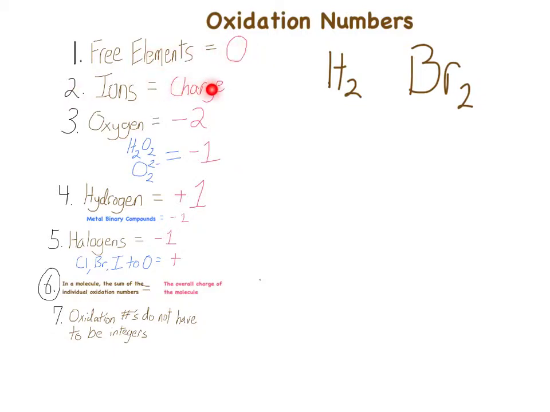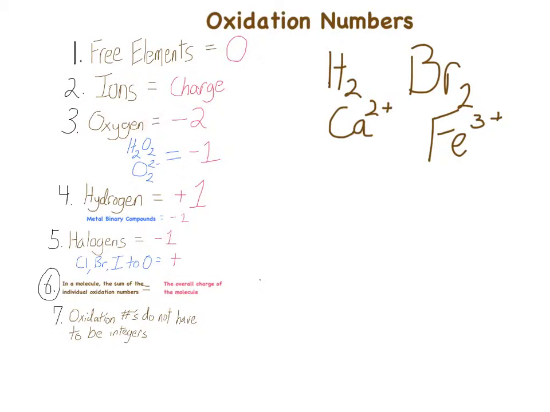Rule number 2 is just as easy. The oxidation number of ions equals the charge of that ion. So if I wrote this right here, calcium 2+, the oxidation number of that is 2+, is 2. Very easy. Just in case, I'll throw another one on there. How about iron 3+, oxidation number of that is 3. Okay, so rule number 1, rule number 2, very easy.